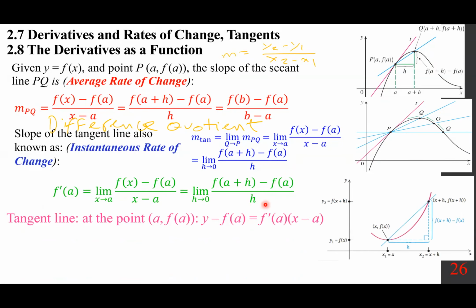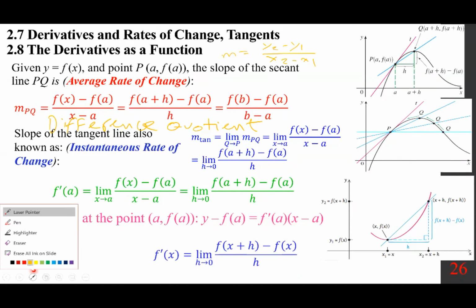It's important to know X. This is X plus H, or X sub 1 goes to X sub 2. However you want to put that, this is Y sub 1 equals F of X or F of X plus H. There are different ways of writing them. And the general format for F prime of X is the limit of F of X plus H minus F of X over H. But I want to show you this tangent line, which has Y minus F of A equals F prime of A times X minus A.